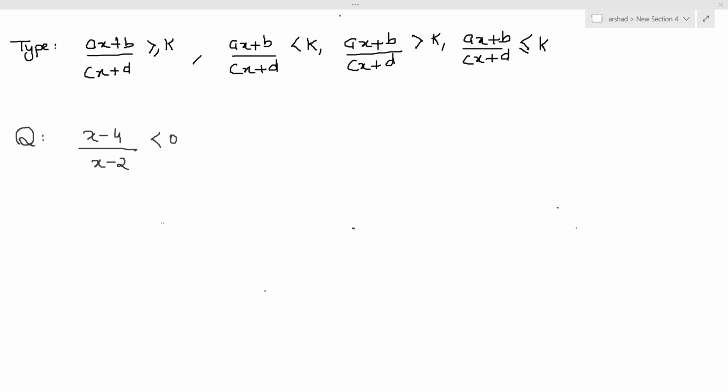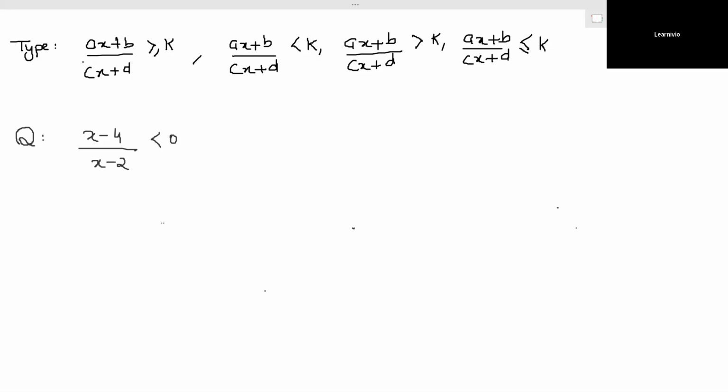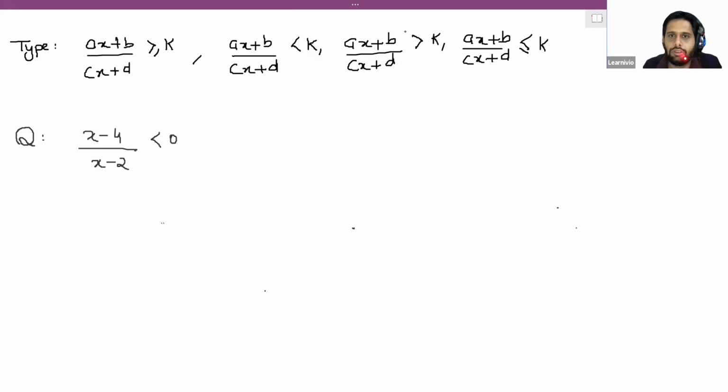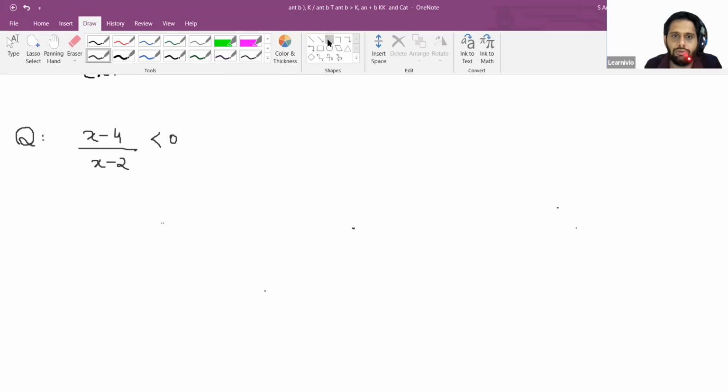Sir, I have a doubt. Okay, yes, Iqra, what is it? While plotting it... Okay, so Rishan got the answer minus infinity to 2, union 4 to infinity. Very good, Rishan. So I will draw a number line, and Iqra, then you can share your doubt.